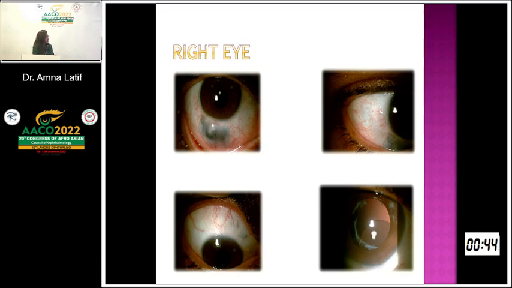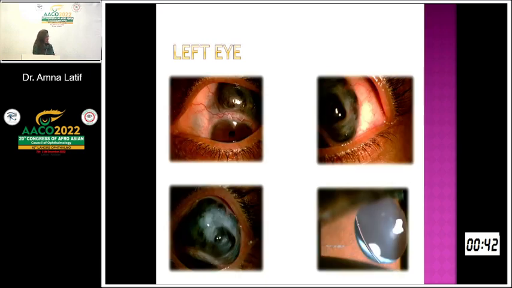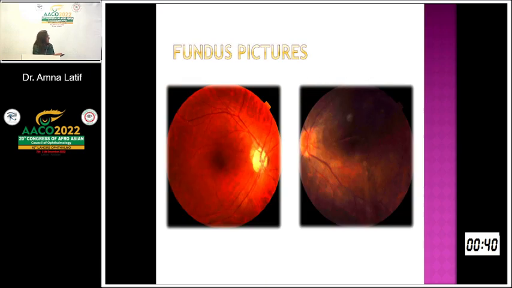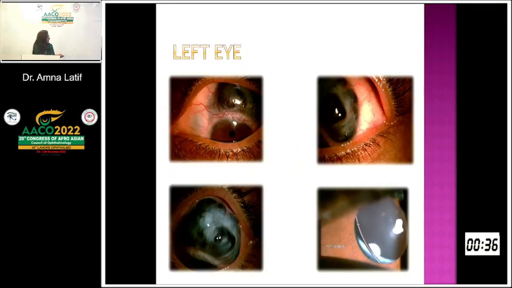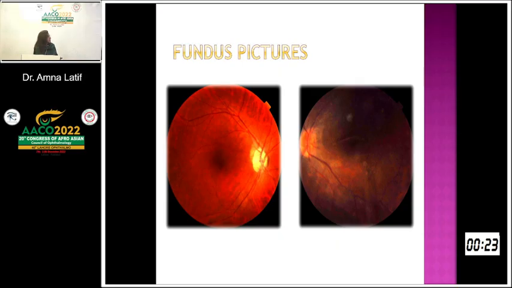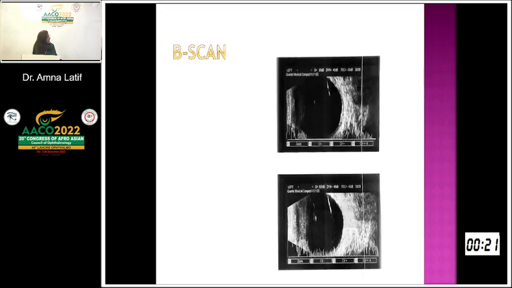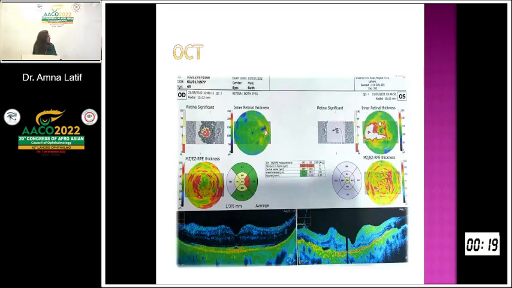So these are the images of the right eye, and in the left eye we can see, in the second picture, some sutures of an already done amniotic membrane graft. This is the fundus picture of both eyes. The B-scan was normal, and there was a loss of foveal contour in the left eye with epiretinal membrane.